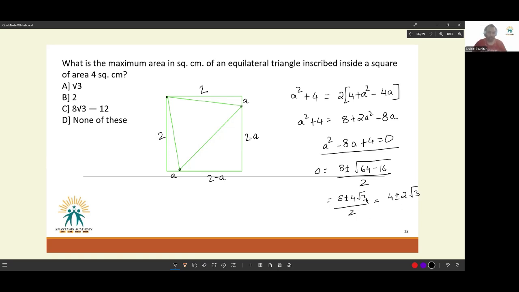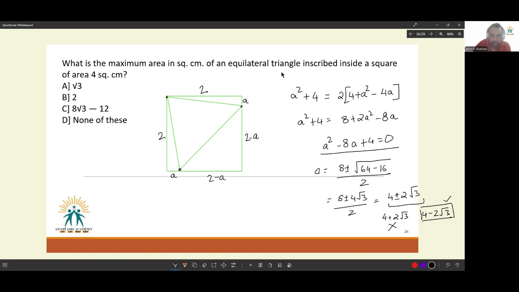Now you would have to be a little cognizant. If the side of the square is 2, this small length A cannot be greater than 2. So from the 2 roots possible here, 4 plus 2 root 3, and 4 minus 2 root 3, of course, this A has to be less than or equal to 2. It cannot be greater than 2. This is ruled out. This is left.